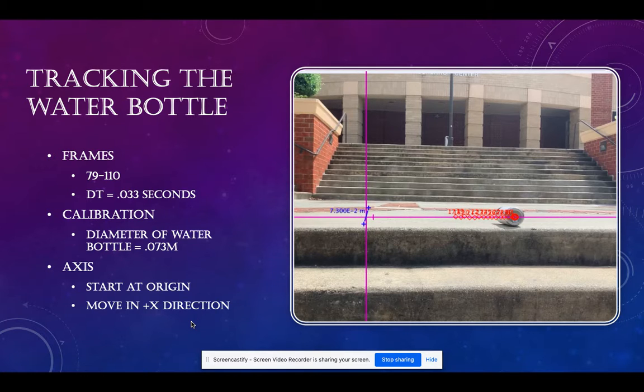For the calibration, we used the diameter of the water bottle, which was 0.03 meters. And then for the axis, we just had the water bottle start at the origin and then move in the positive x direction.